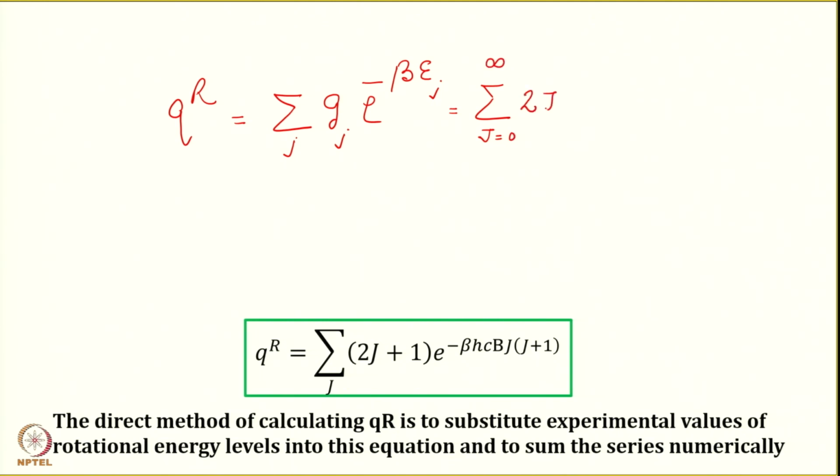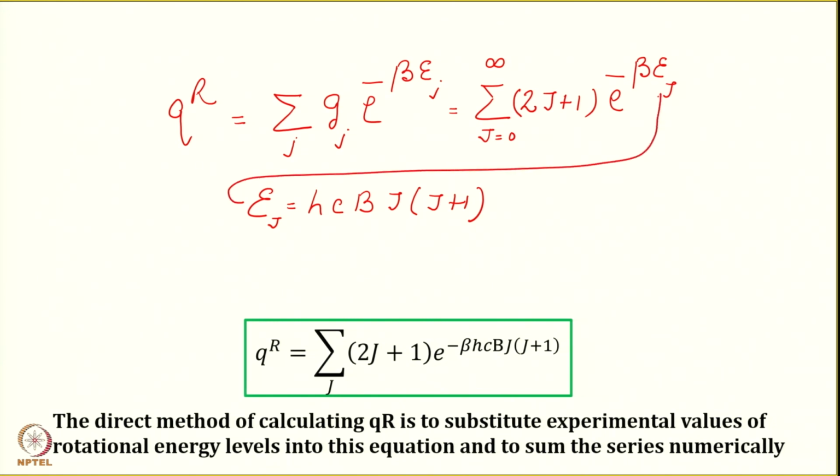Degeneracy is 2J plus 1, and the Boltzmann factor is exponential of minus beta Ej. And we have just discussed that Ej is equal to hcB J into J plus 1. Therefore, when we substitute this Ej over here, what we get is this expression. That is, in place of degeneracy, we are writing 2J plus 1, and exponential minus beta, and the energy levels are hcB J into J plus 1.